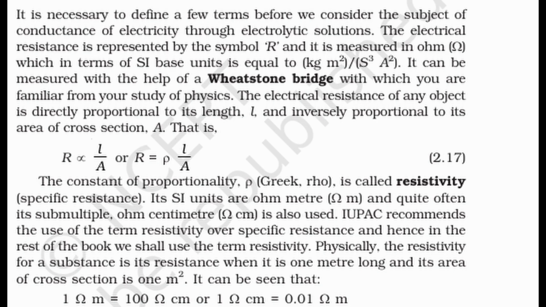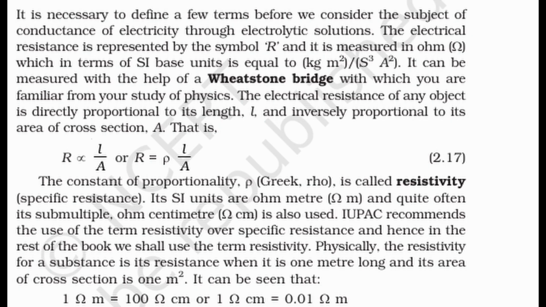Before studying how electricity flows through electrolyte solutions, we must clearly understand a few basic terms. Electrical resistance, represented by R, is the opposition offered by a material to the flow of current. It depends directly on the length of the conductor and inversely on its cross-sectional area. The proportionality constant involved here is called resistivity.